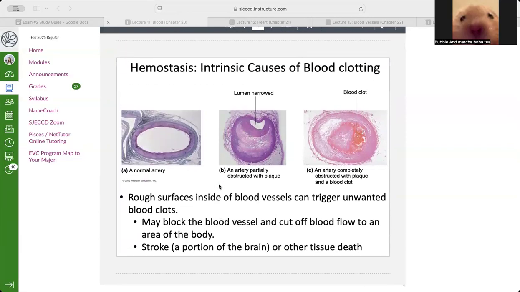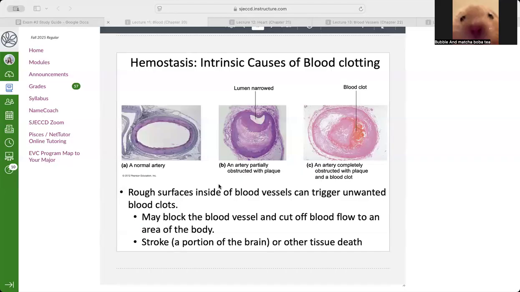Okay, and with hemostasis, when you have a rough surface inside your body, it causes unwanted blood clots, right? A nice clean surface is fine, but an area that is rough, ugly, and not straight, your platelets are like, okay, let's form. It forms a huge blood clot, and this is why strokes happen or tissue death, because blood can't flow to that area. So you just lose the tissue.